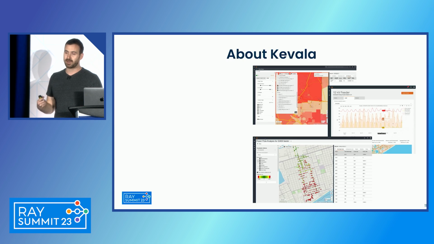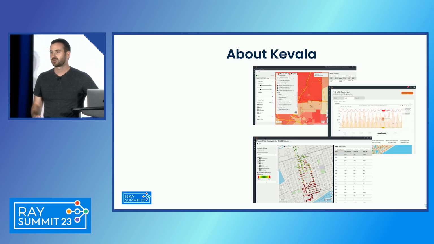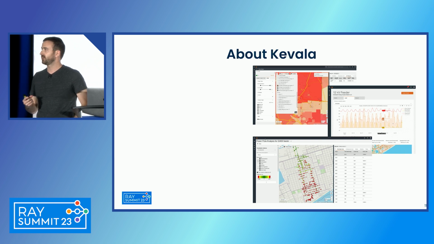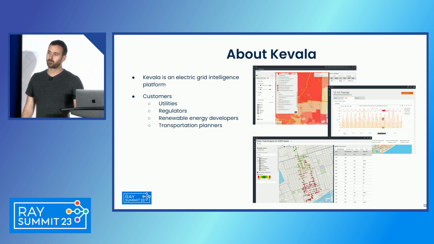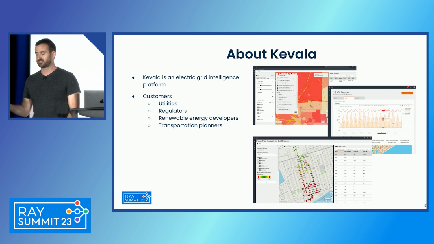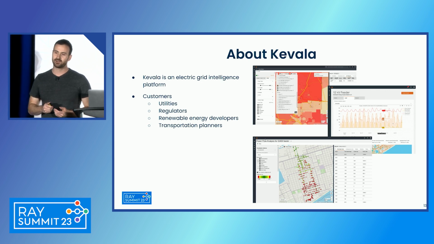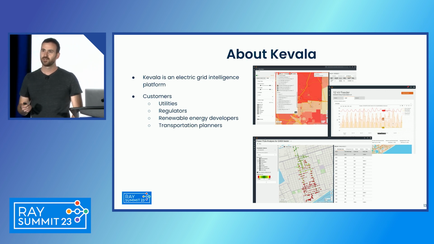So jumping into that background, I'll start off with an overview of what Kavala is. We are an electric grid intelligence platform. We work with customers who are interested in data around the power grid. This includes utilities, regulators, renewable energy developers, and transportation planners. And for these customers, we serve a variety of different use cases.